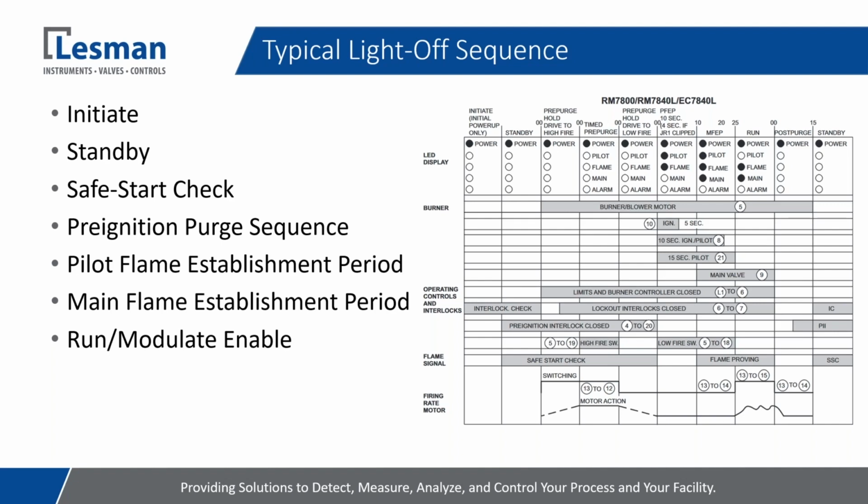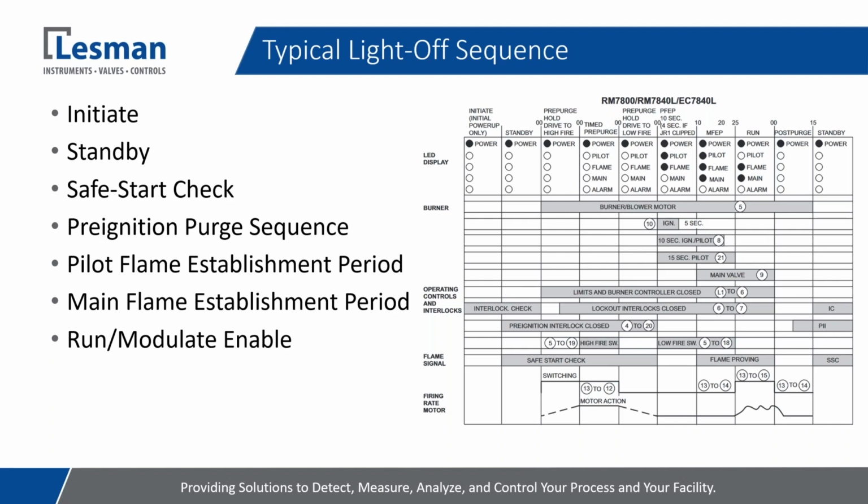Again, I just want to do kind of a general overview, mainly focusing on NFPA 86 applications, as well as the NFPA 85 boiler applications as well. They have a very similar light-off sequence and therefore similar issues with burner lighting off. So just to go through the steps real quick, we have initiate, standby, safe start check, the preignition purge sequence, pilot flame establishment, main flame establishment, and then run.